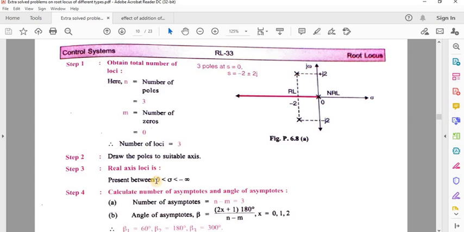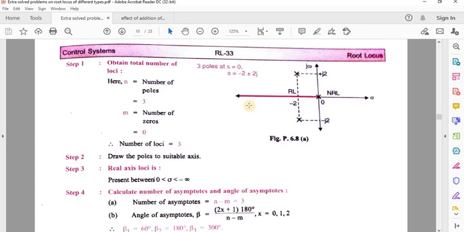Now for the real axis, we have to see whether the locus is present or not. It is present from 0 to minus infinity because there is only one real pole and the other 2 poles are complex. There are no zeros. So our region is from minus infinity to 0.